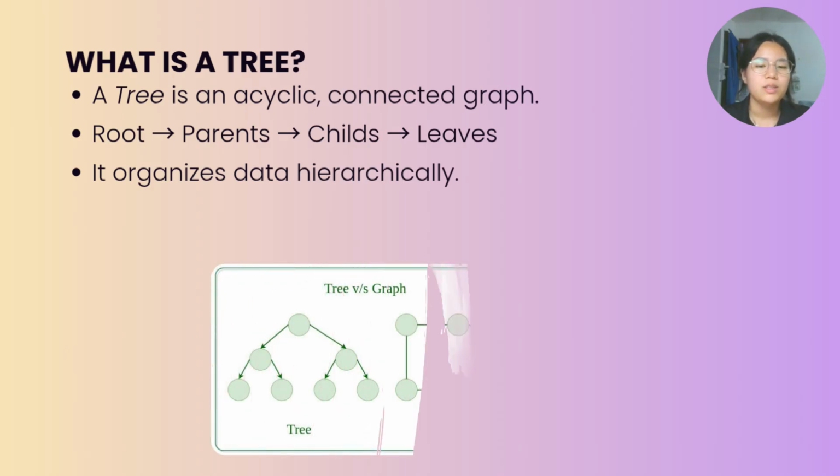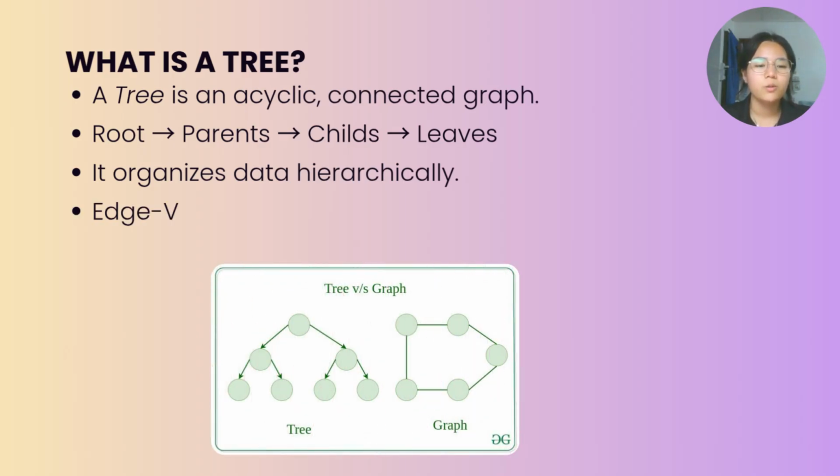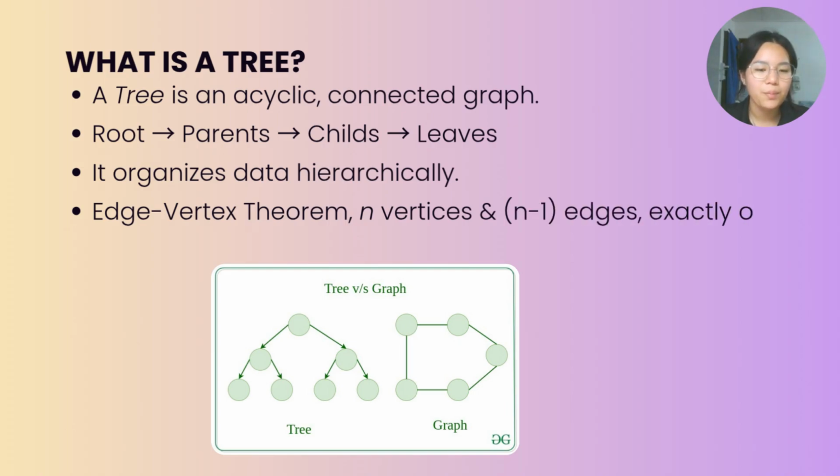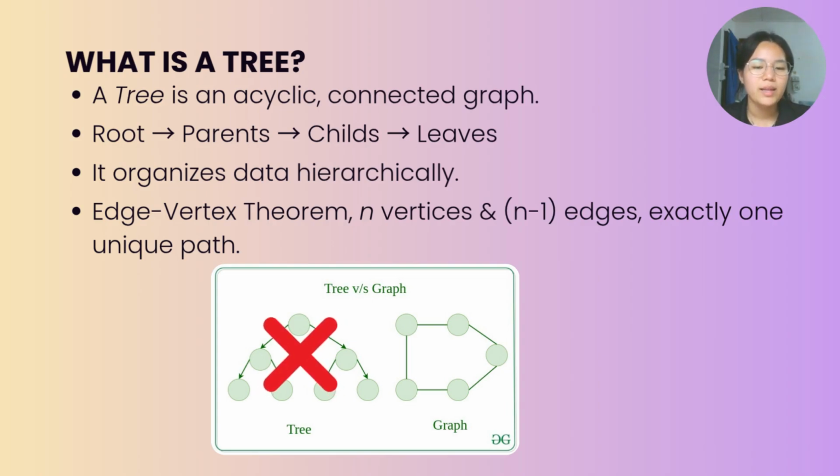This diagram visually shows the difference between a tree and a graph. According to the edge-vertex theorem, a tree with n vertices must contain exactly n minus 1 edges, and there must be exactly one unique path between any two vertices. If an extra edge is added, a cycle is formed, and the structure is no longer considered a tree.